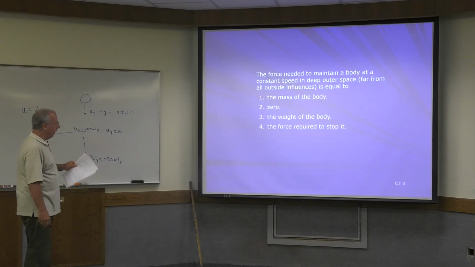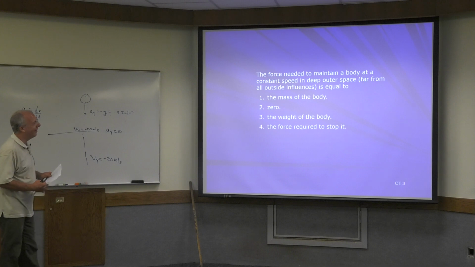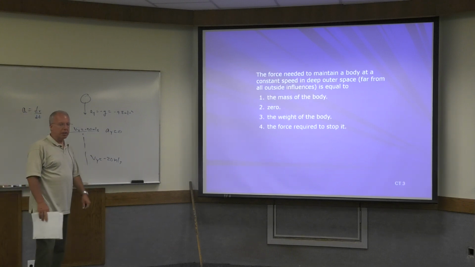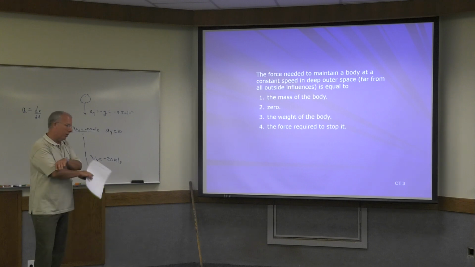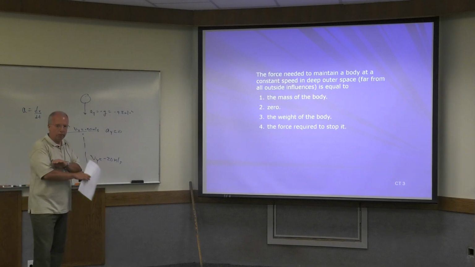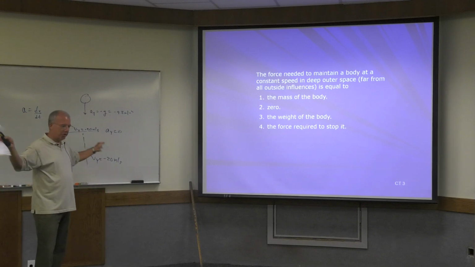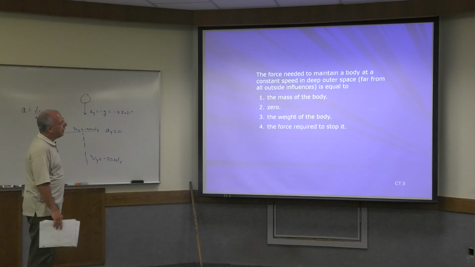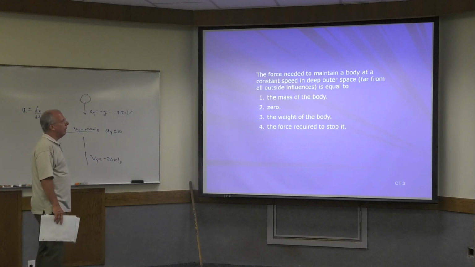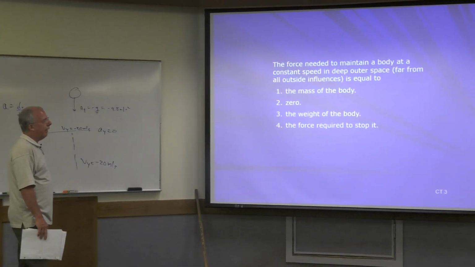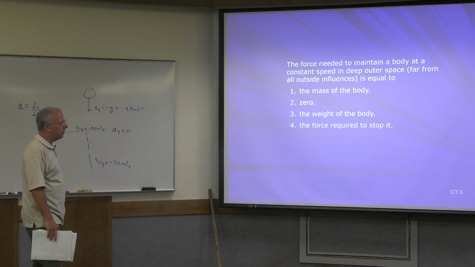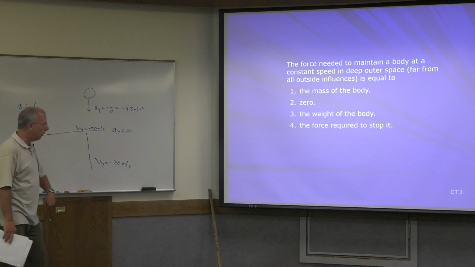All right, another one. Oh, this is a good one. By the way, whenever we talk about deep outer space in Physics 121, we're assuming that it's completely empty. So you can ignore friction, you can ignore gravitational forces, just completely empty. The force needed to maintain a body at a constant speed in deep outer space, far from all outside influence, is equal to what? So pause your video and figure it out.